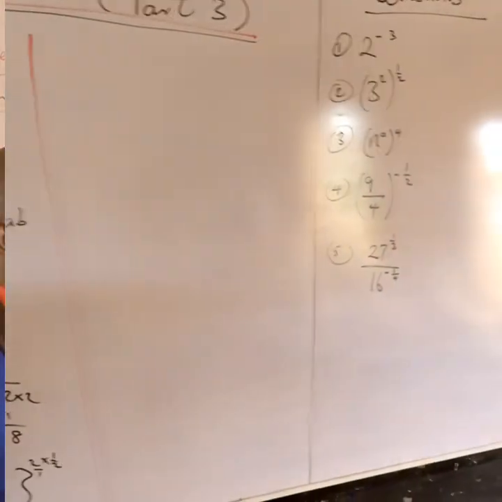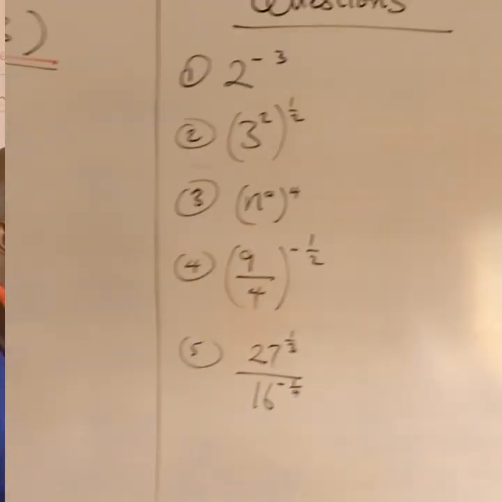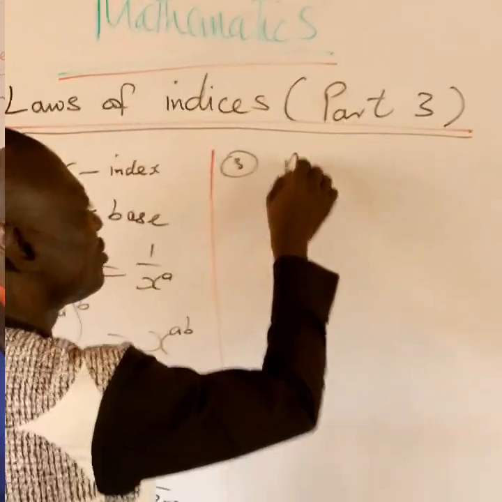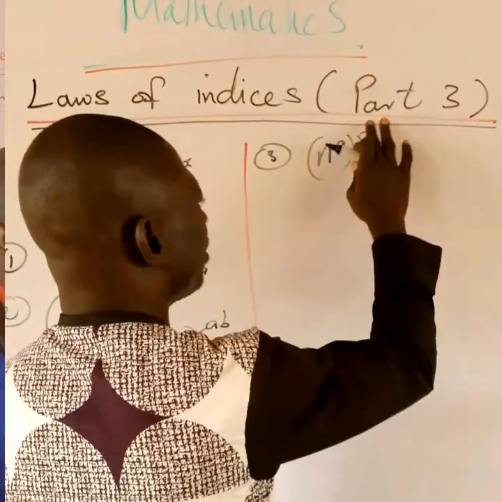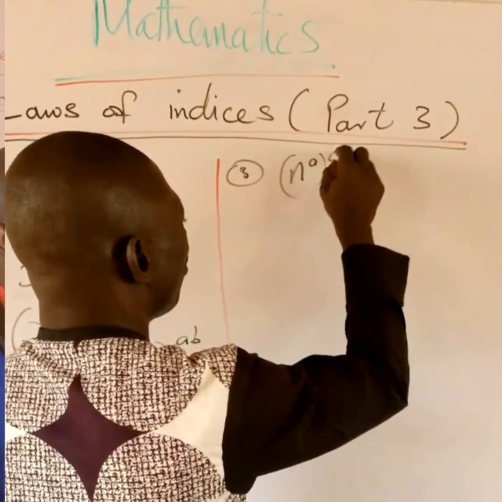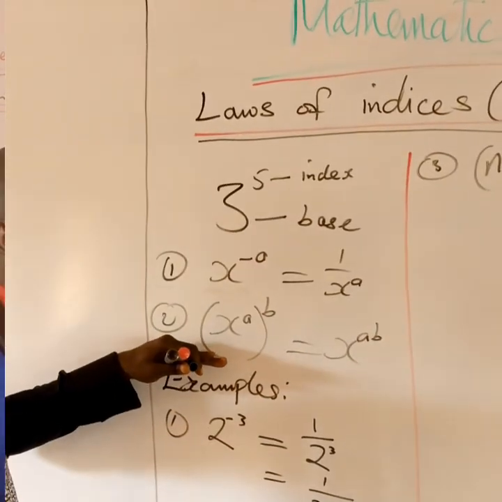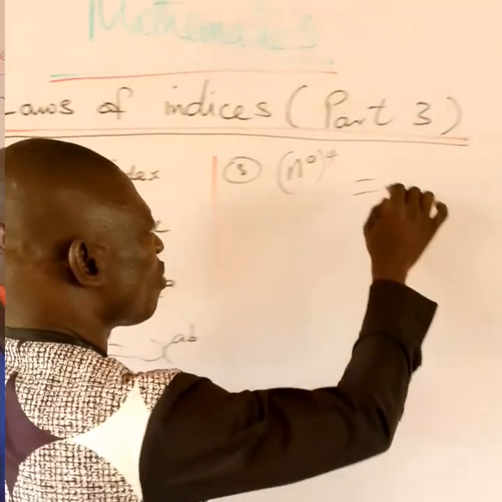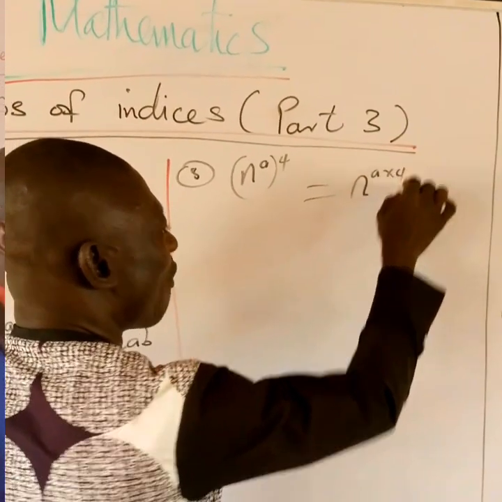Then question number 3. Question number 3 is given in algebra, and we have only 4 as a number there. That means we have n raised to power a, all raised to power 4. In this question, we have it exactly being like law number 2 here. And so we are going to take it to be equal to n raised to power a times 4.